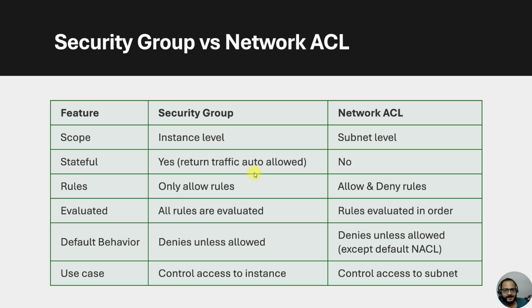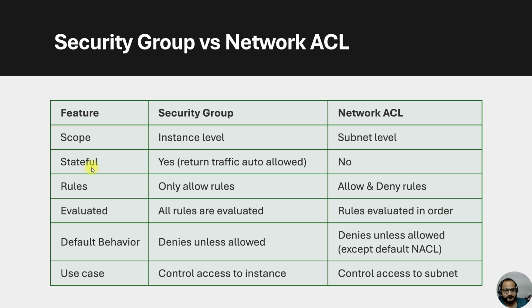Now we will see a quick comparison between security groups and network ACLs. If we look at scope, the security group we apply at the instance level, for example EC2, and the network ACL we apply at the subnet level. In both the security group and the network ACL we are allowing or denying the traffic, but they work at different levels.